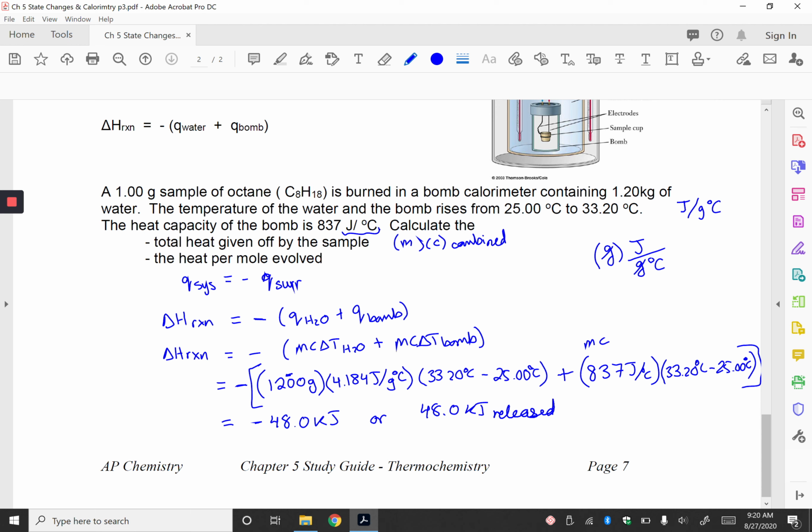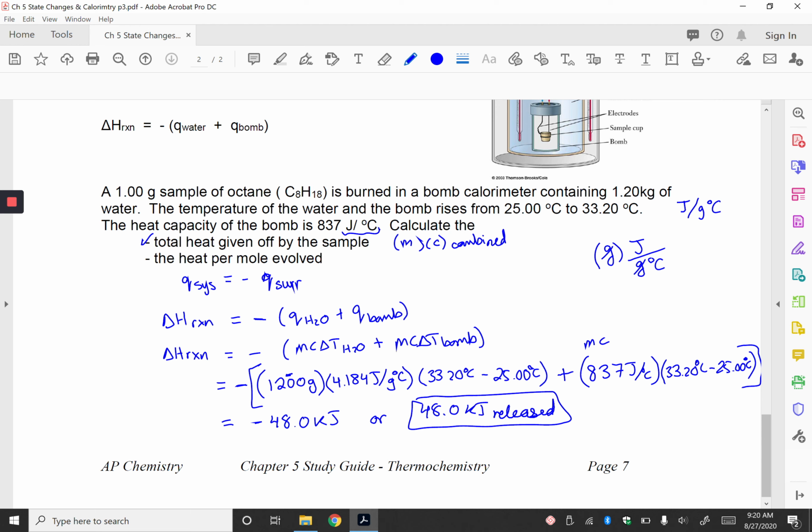It is totally up to you whether you want to put it negative or say the word released, or given off, or evolved, whichever of these words. All right, we got this right here, which is the total heat given off by the sample. Let's look at the other part, what else they want.